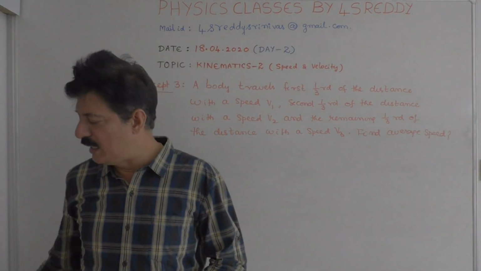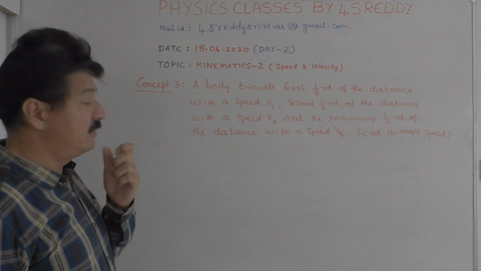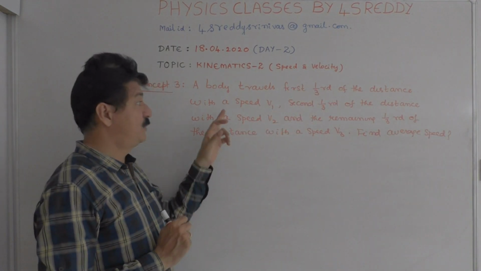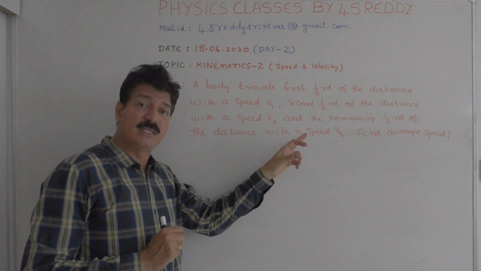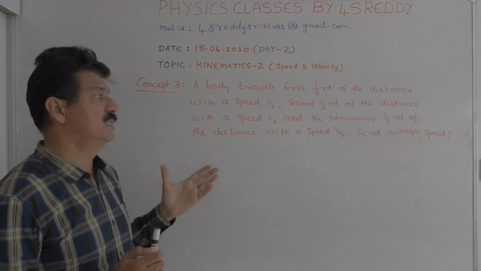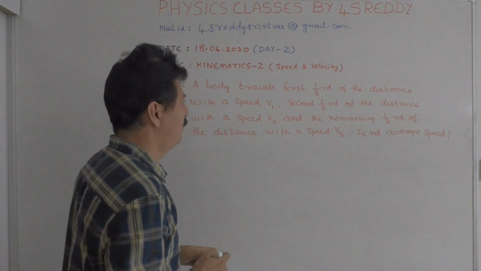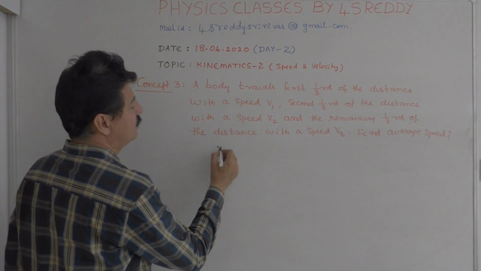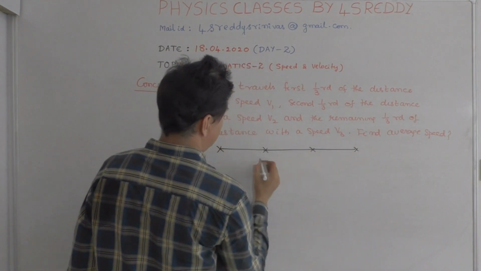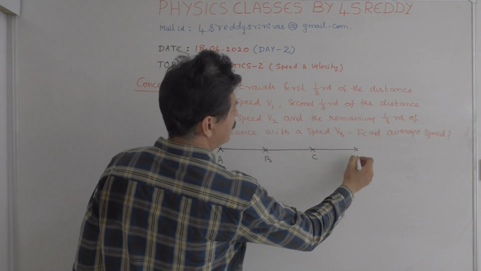This is another concept related to average speed only. What you are given is a body travels first one third of the distance with the speed v1, second one third of the distance with the speed v2, and the remaining one third of the distance with the speed v3. Then find the average speed. First of all, what to do here? These are the points we can consider all the time. The distance, suppose this is A, B, C, and D. You can assume like that.